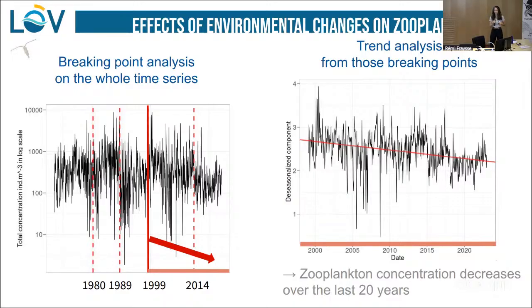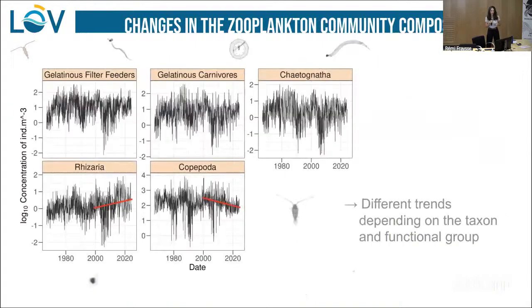So I was wondering what inside my zooplankton community could explain this. And I focused on 5 major groups that play a major role in the ecosystem functioning. So gelatinous filter feeders that are tunicates, gelatinous carnivores like jellyfish, chetognata that are top predators, Rhizaria like foraminifera, and copepods that are crustaceans very abundant.